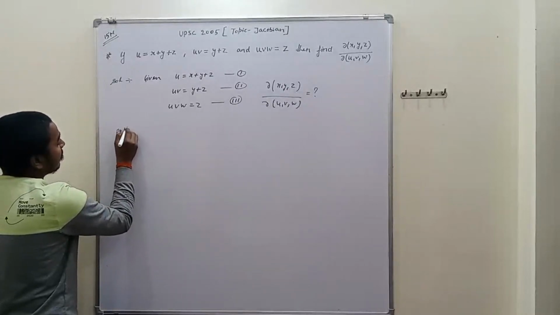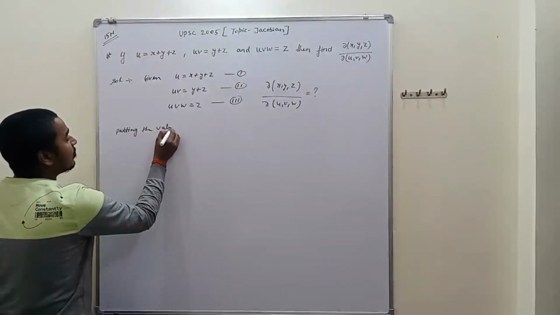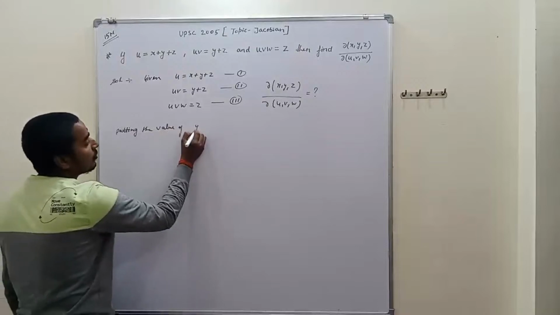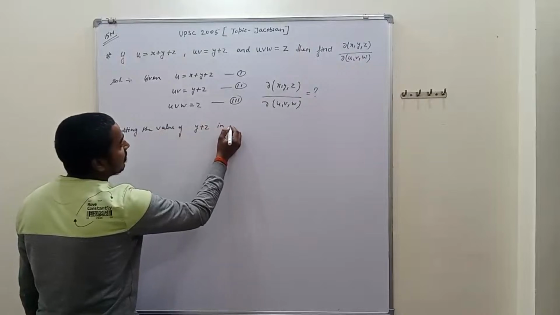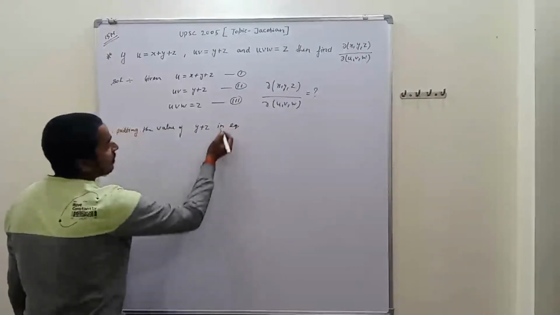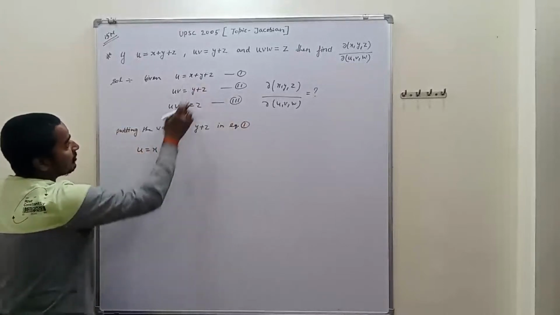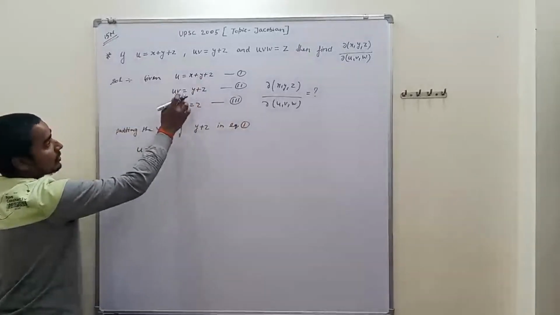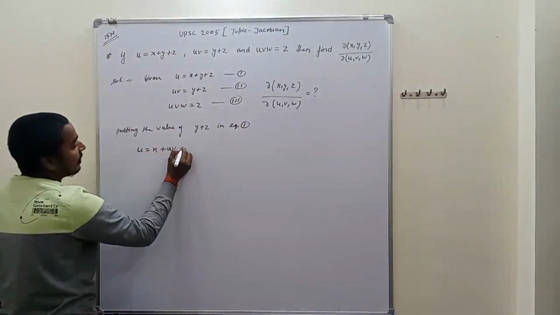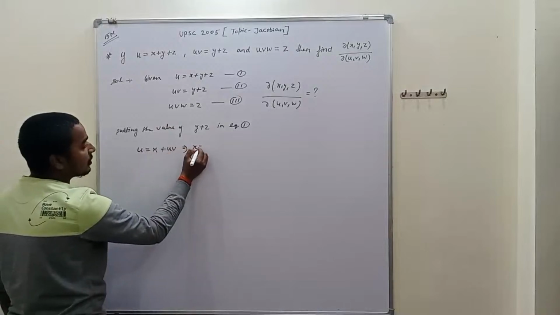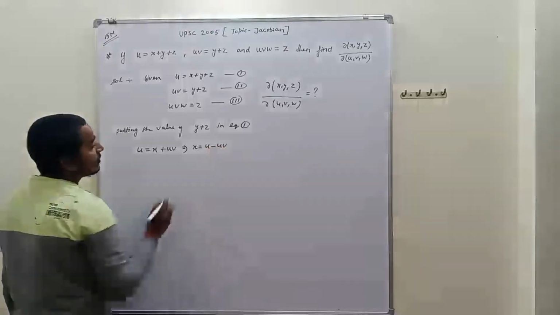First, putting the value of y plus z in equation 1, that is u is equal to x plus, in place of y plus z we have to put uv, so u is equal to x plus uv, and from here we can write x is equal to u minus uv.